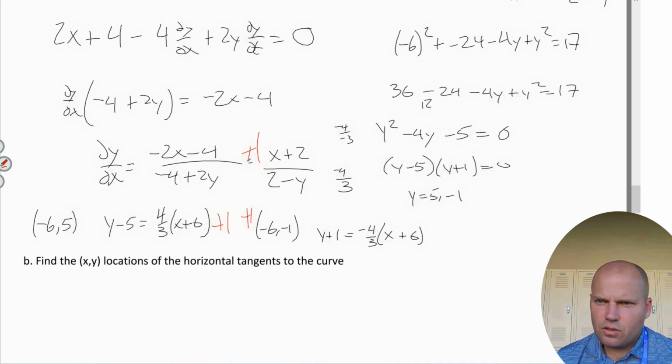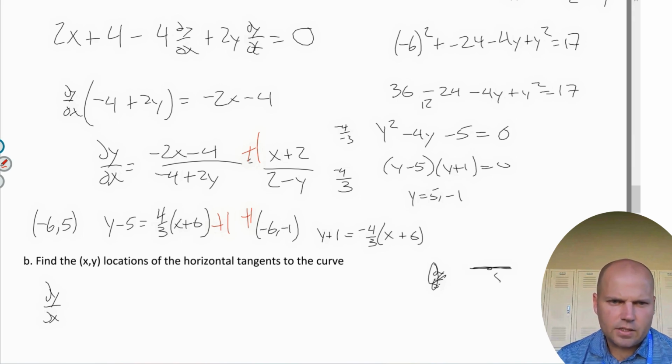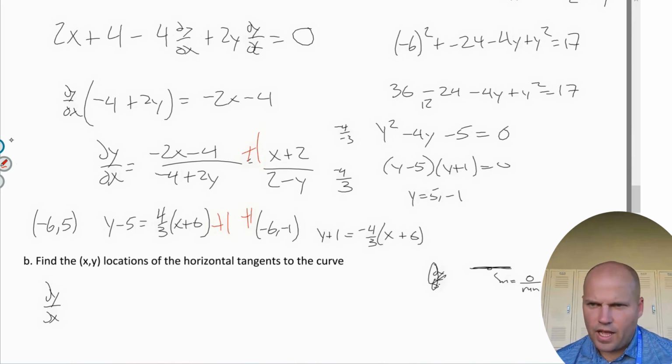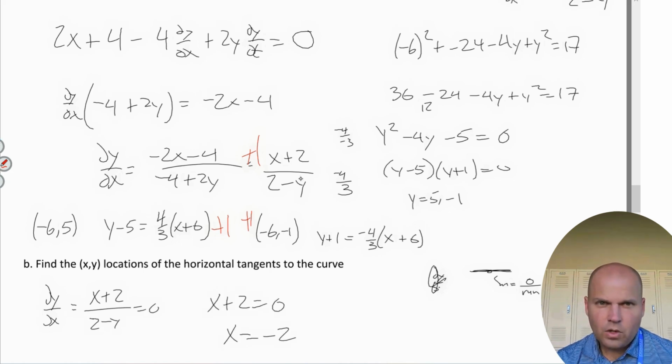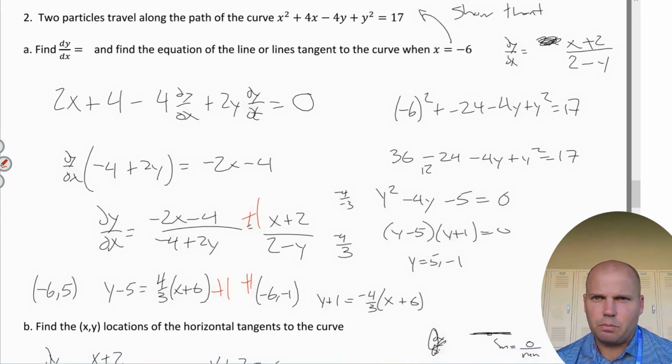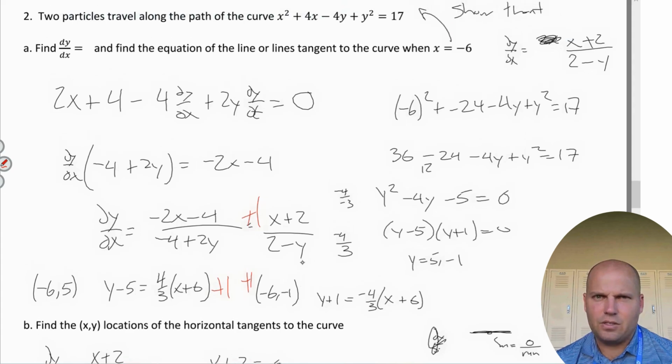Horizontal tangents, derivative is going to equal 0. It's when you think of something horizontal having no rise, but run. So we're going to have that dy dx set equal to 0. When my tangents are equal to 0, you'll get a simple equation that x equals negative 2. We will have to take that x equals negative 2 and plug it back into the original equation.